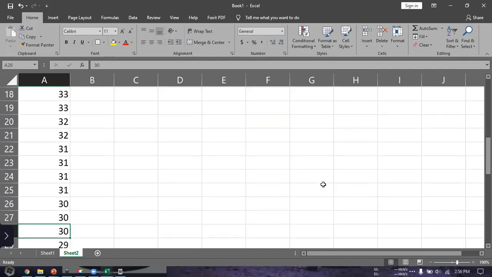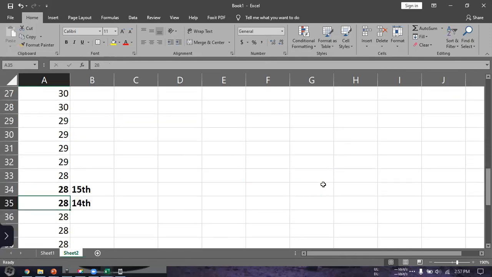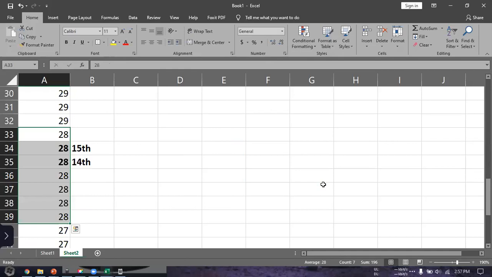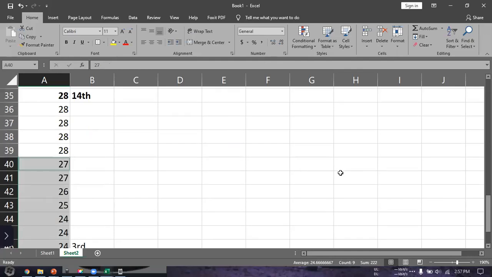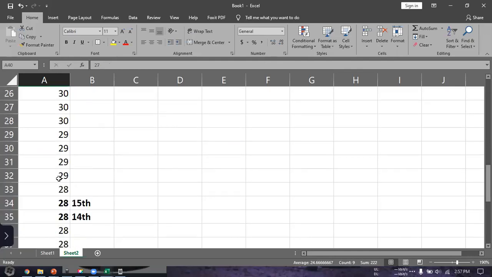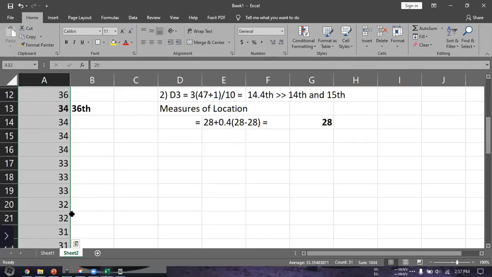So all the 28s, not just the one at the location, are here. This is your lower 30%, and this is your upper 70%.